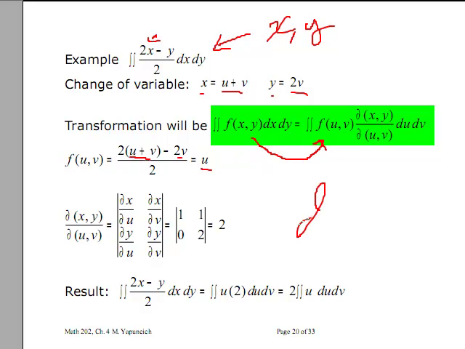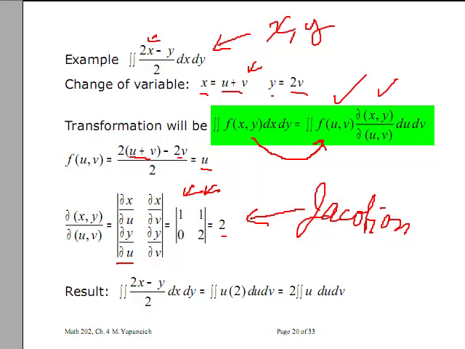Now I have to compute the Jacobian. And to do that, I take the partial derivatives. So the partial derivative of x with respect to u is 1. The partial derivative of x with respect to v is 1. Now for the second row, I take the partial of y with respect to u, that's 0. And the partial of y with respect to v, that's 2. Taking the determinant, I get 2. That is the value for the Jacobian. So I have this done.